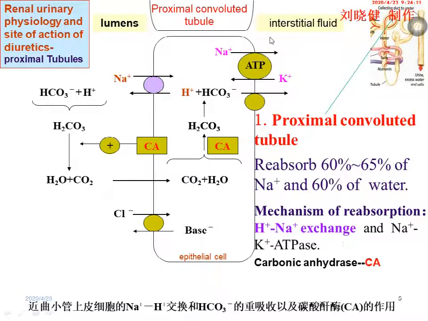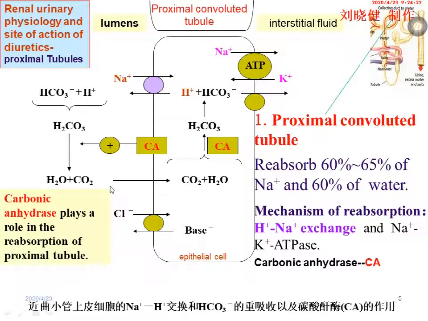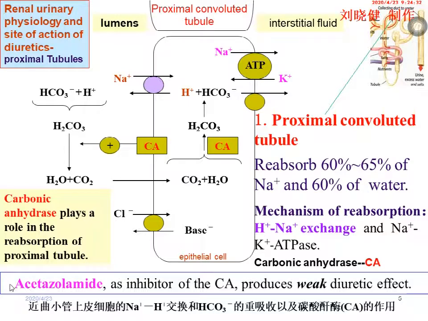During this process of reabsorption in the proximal convoluted tubule, carbonic anhydrase, this enzyme, plays a role in the reabsorption of the proximal tubule. Some drugs are inhibitors of carbonic anhydrase, like acetazolamide. It just produces weak diuretic effects.